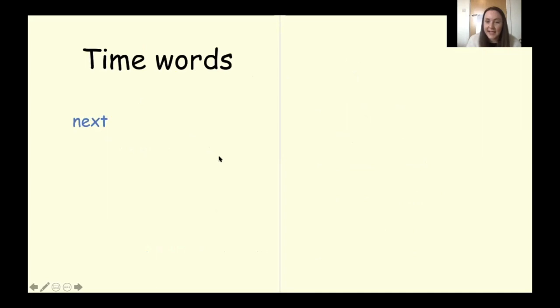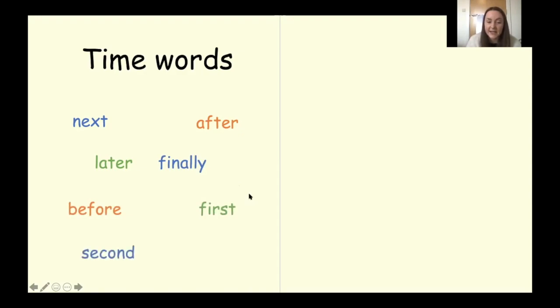We have got next, after, later, finally, before, and first, second, and then. So I think at the start you could write first and then your instruction, and then for the second one you could write second or then, and for the last one you could write finally. And they are some really important time words that I want you to include in your instructions.